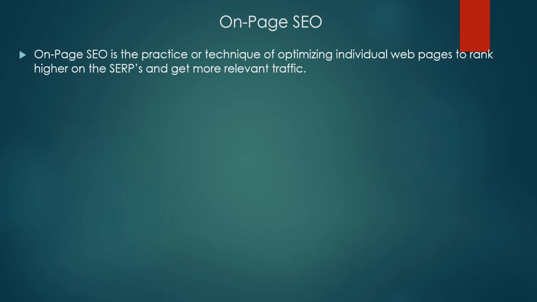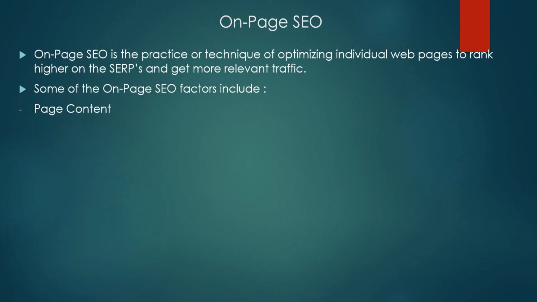So on-page SEO is the practice or technique of optimizing individual web pages to rank higher on search engine result pages or SERPs and get more relevant traffic. So the ultimate objective of doing any of this type of SEO is to get relevant and qualified traffic on your website so that traffic results in sales or leads, etc. So some of the on-page SEO factors include page content. So obviously you will have to have very good content which is plagiarism free. You should not be writing any copied content from other website.